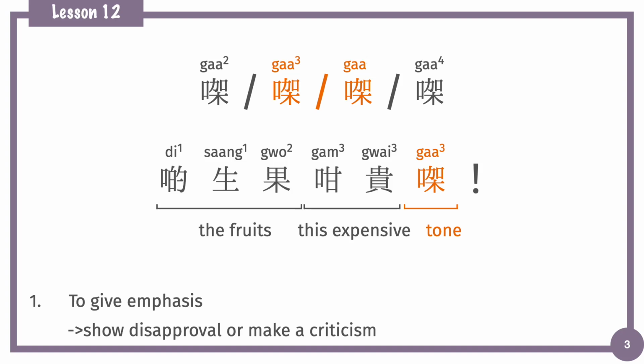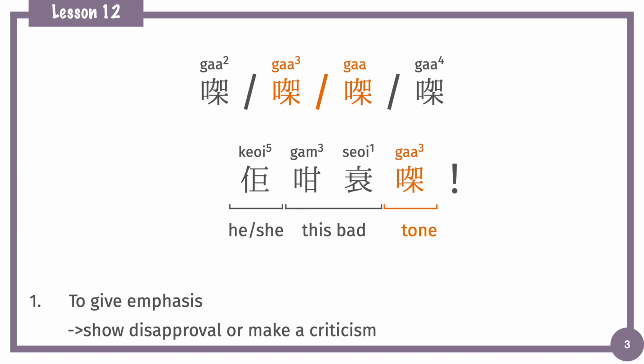啲生果咁貴㗎, the fruit is so expensive. It's emphasizing how expensive it is, and it's criticizing, the speaker thinks it's not worth it. And one more example, 佢咁衰㗎. 佢, he or she, 咁衰, this bad. 佢咁衰㗎, he is really that bad. It shows criticism and gives emphasis on how bad this person is.